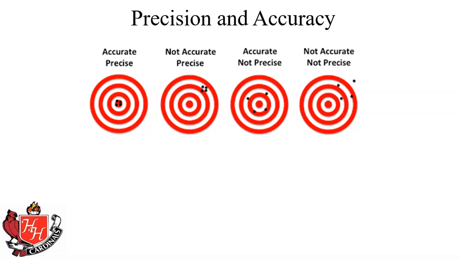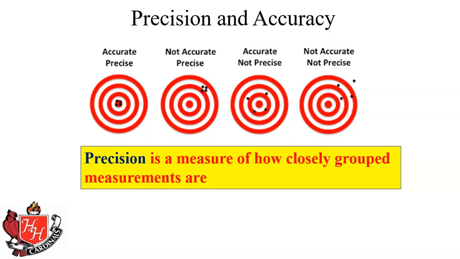Okay, hi everyone. This is a quick lesson on precision and accuracy, what those terms mean, and what the difference is between them. So, precision is a measure of how closely grouped measurements are to each other. If you look at the first two targets up there, we're using a metaphor of shooting a gun at a bullseye at a target.